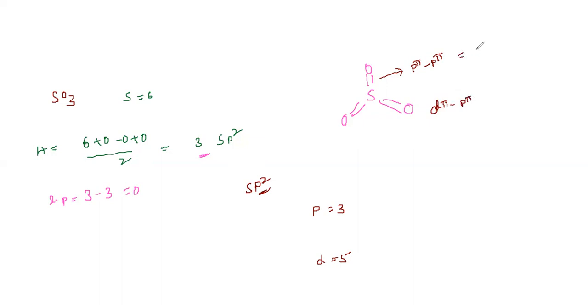So here the pπ bond is 1. Again dπ-pπ bond is 1, and the remaining one is also a dπ-pπ bond, that is also 1. So finally we write the conclusion: pπ bonds are 1 and dπ-pπ bonds are 2. So how many pi bonds are there in total in the molecule? 3.